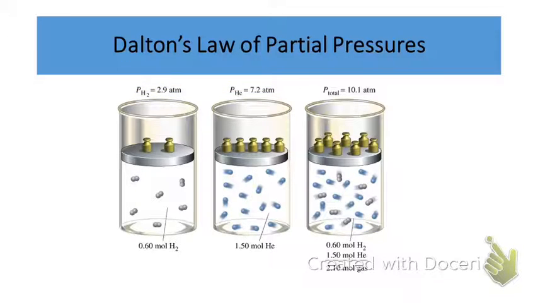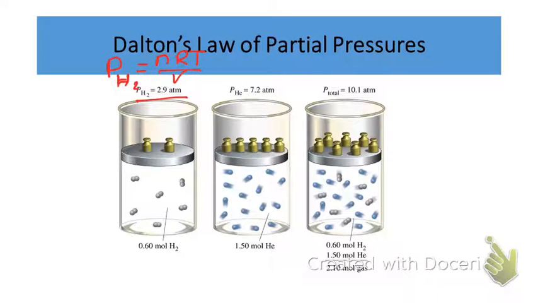So, how do we find the pressure of an individual gas? Well, that's pretty easy because we know the ideal gas law. The pressure of hydrogen gas in its separate container is equal to the number of moles times RT over V. And that gives us the pressure of the hydrogen gas, which in this case is 2.9 atmospheres.